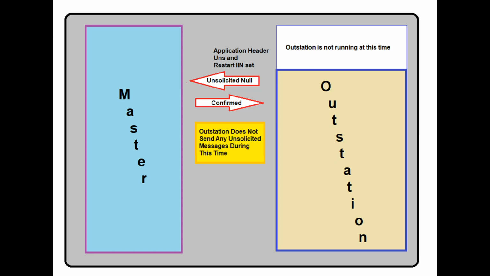The master notices this special message and realizes that an unsolicited capable outstation has restarted. It confirms the message. On reception of the confirmation, the outstation disables unsolicited reporting. The outstation did its part by making sure the master knew what it was capable of. It is the master's responsibility to enable this capability if it wants to use unsolicited reporting.